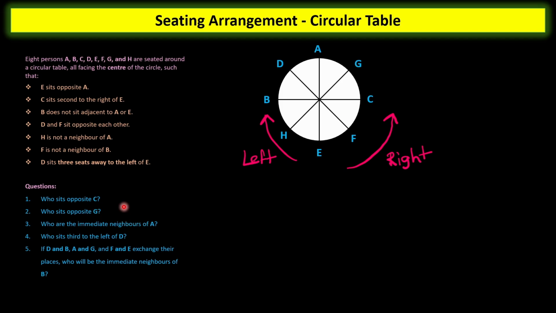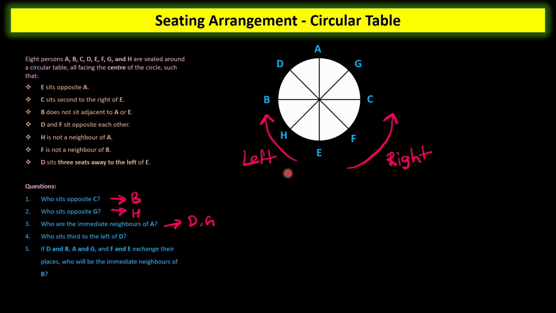Now we can address the questions. Opposite of C is B. So B is the right answer. And opposite of G is the person H. So its answer is H. And the immediate neighbors of A are D and G. So its answer is D and G.